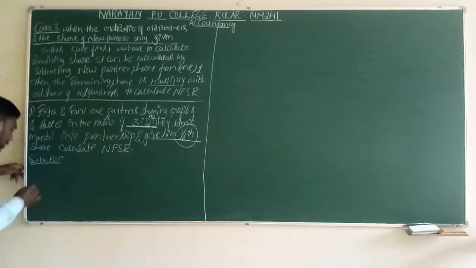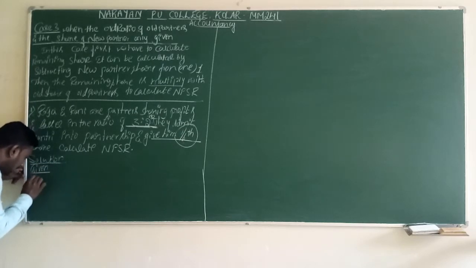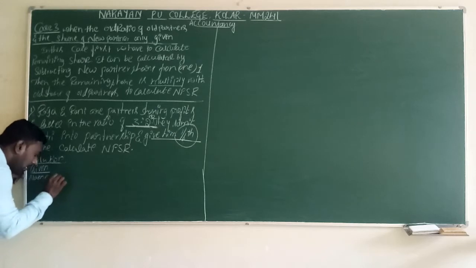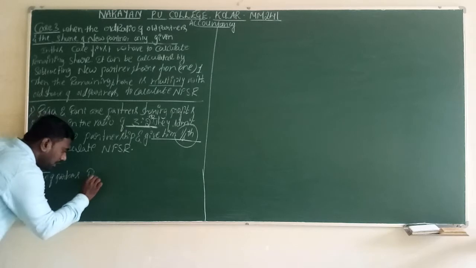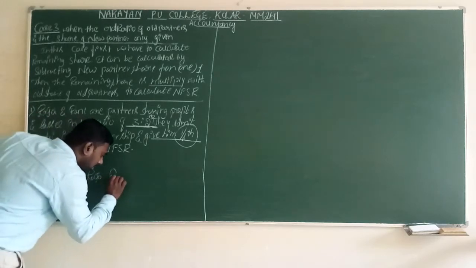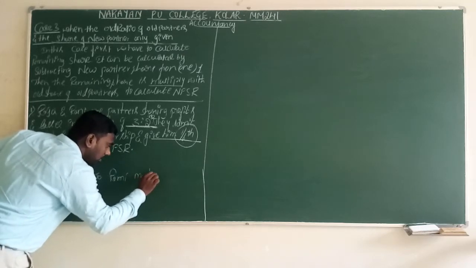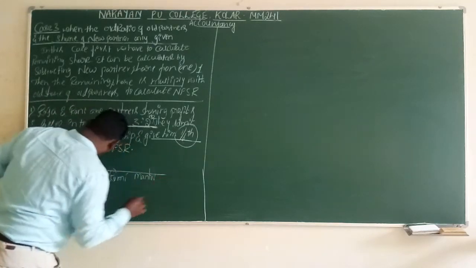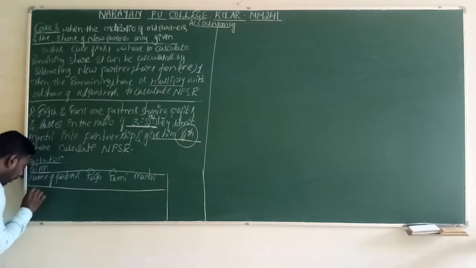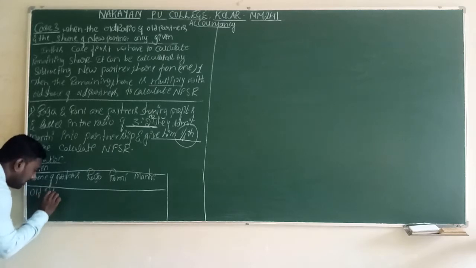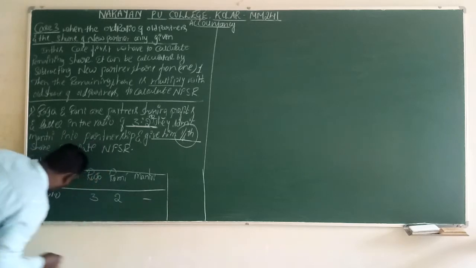Before that, we will make a note of what information is given. The names of partners are Raja, Rani, and Monthly. The old ratio is given: Raja is 3, Rani is 2, Monthly is 5.